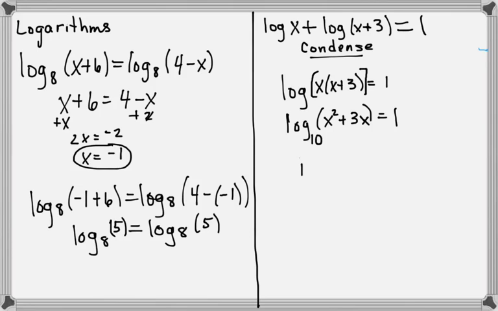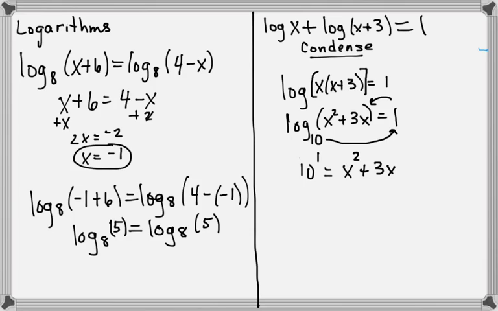Say it one more time. X squared plus 3x equals what? 10. I take 10, I raise it to the other side's power, which is just 1. So I'm going to get 10 to the first power equals x squared plus 3x. Does that make sense? No.